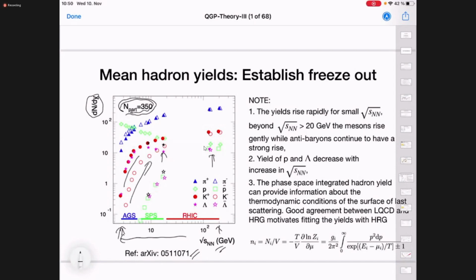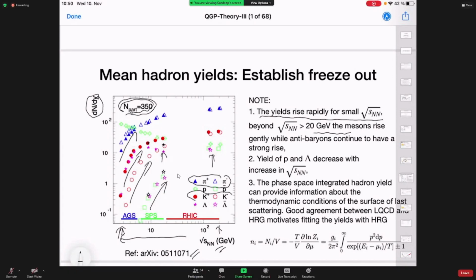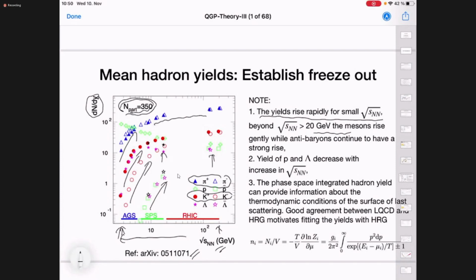You see there is a rapid rise of most of the species. So the yields rise rapidly for small beam energy. And then beyond about 20 GeV or so, you see the mesons, like the pions and the kaons here, their rise is kind of gentle.